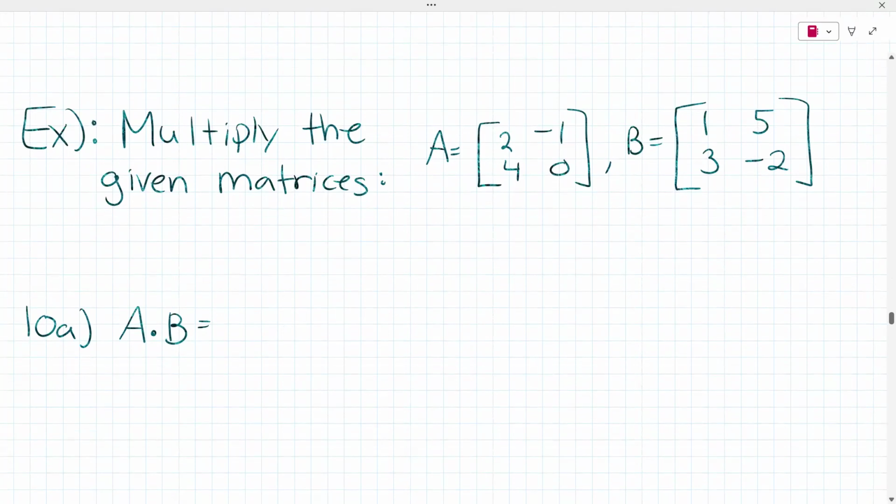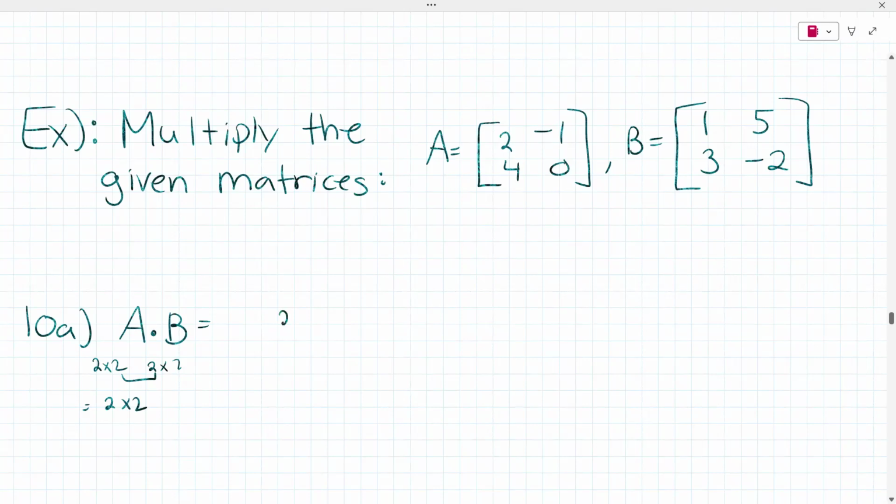Okay, let's do more practice. So, example, multiply the given matrix. Matrix A is 2 by 2, and matrix B is also 2 by 2. So always check if we can multiply these two matrices. So yes, because this is a 2 by 2, this matrix B is also 2 by 2. These two numbers are the same. Your final output is 2 by 2. Okay, so how do we do this?